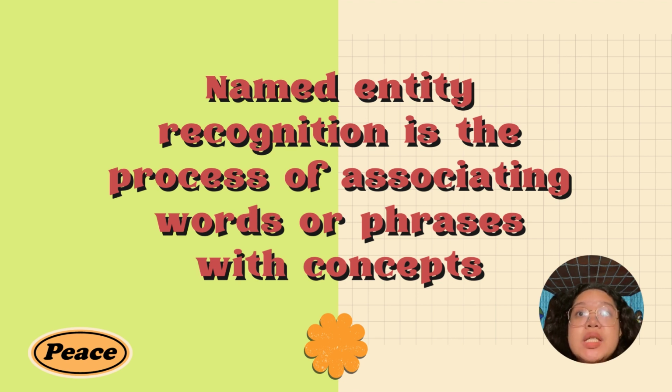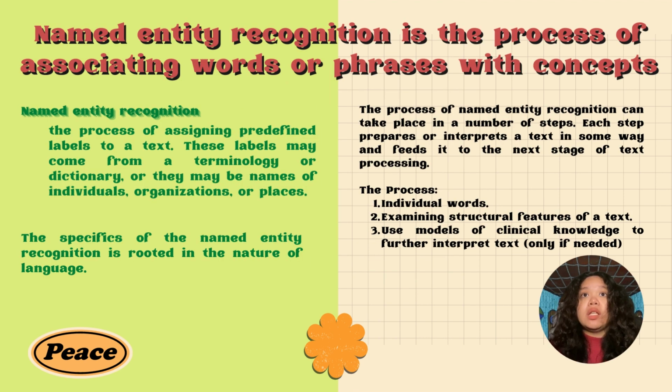Named entity recognition is the process of associating words or phrases with concepts. So, named entity recognition is a process of assigning predefined labels to a text. These labels come from a terminology or dictionary, or they may be names of individuals, organizations, or places. The specifics of named entity recognition are rooted in the nature of language. The process can take place in a number of steps. Each step prepares or interprets a text in some way and feeds it to the next stage of text processing.